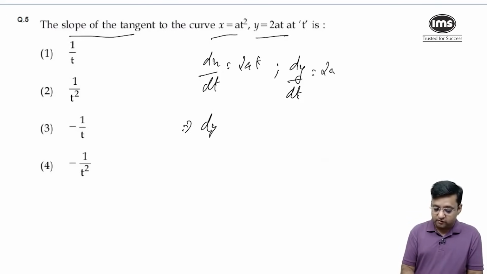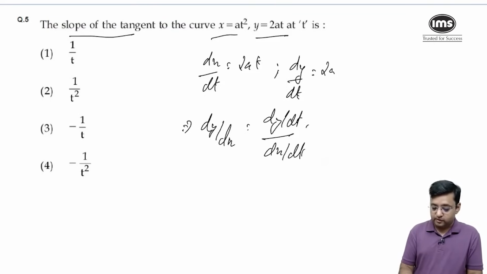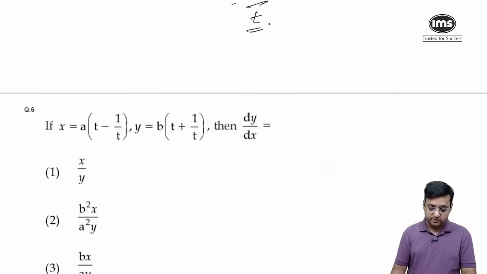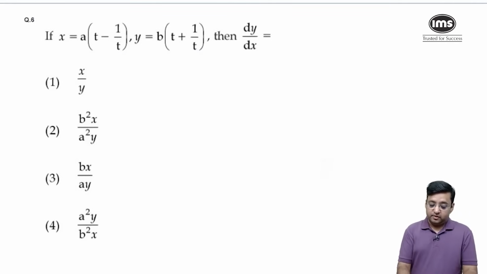To find dy by dx, we need to divide this. So we will get 2a by 2at, which will be equal to 1 by t. Pretty simple. We got our answer as option 1. Now moving to the next question. Now this question is a bit lengthy. So I'm moving this question to some other page.